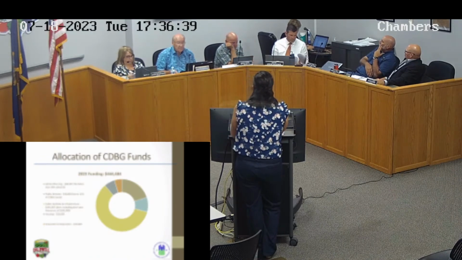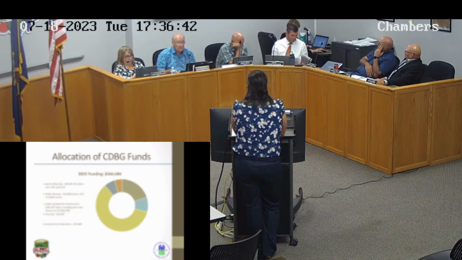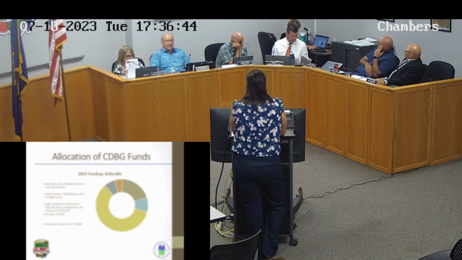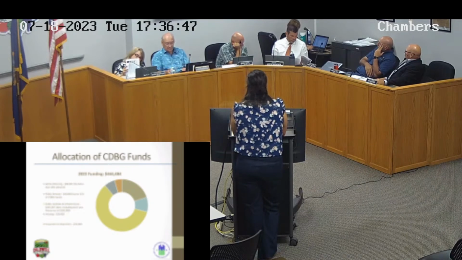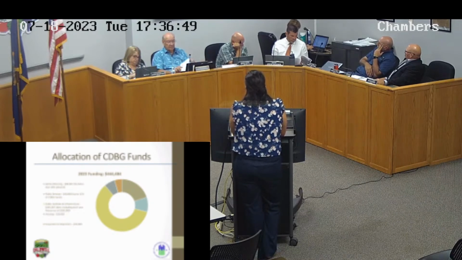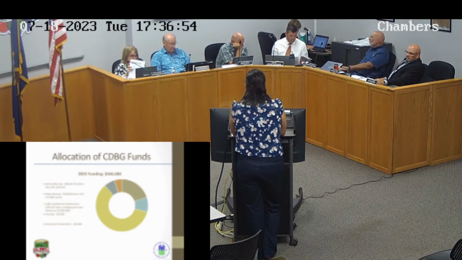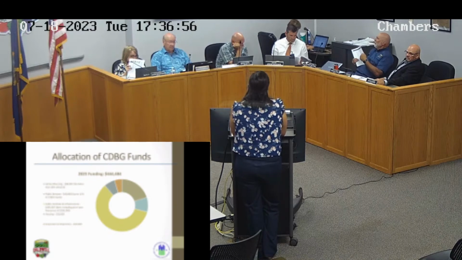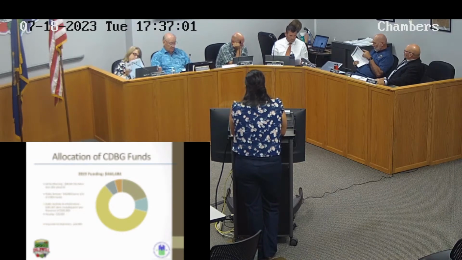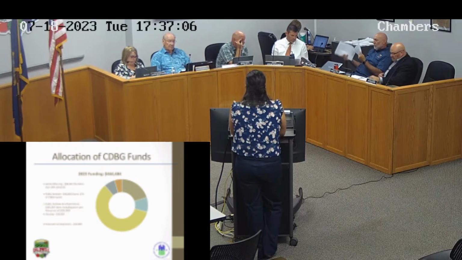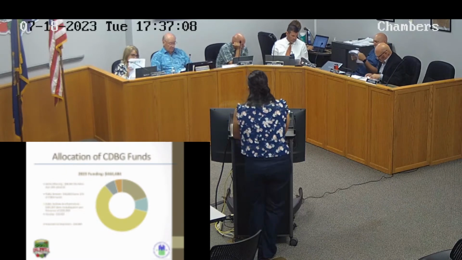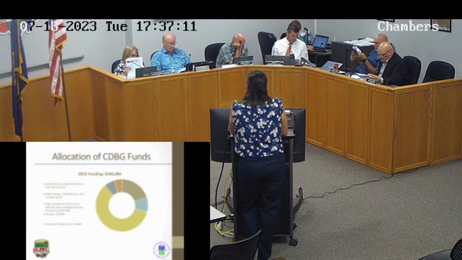We wanted to show you how the allocation of CDBG funds for 2023 is looking. Funding is $444,484. A breakdown of what to expect with these funds: $88,897 goes to administrative planning. No more than 20% is allowed through CDBG guidelines. Public services has been allocated $40,000. It can only go up to 50% of the CDBG funds allotted.